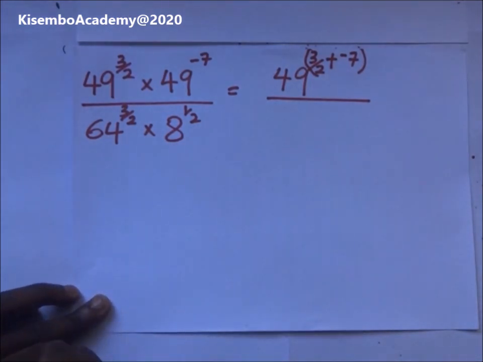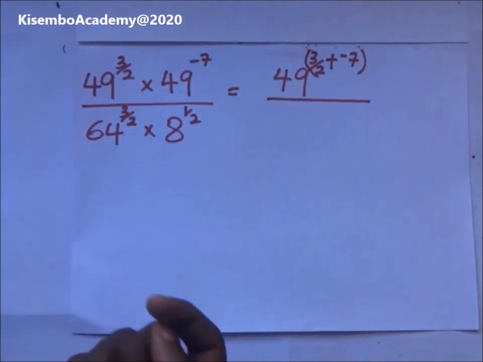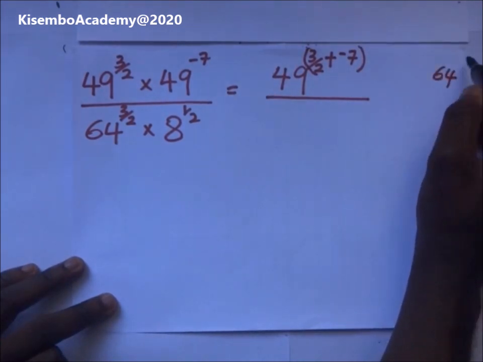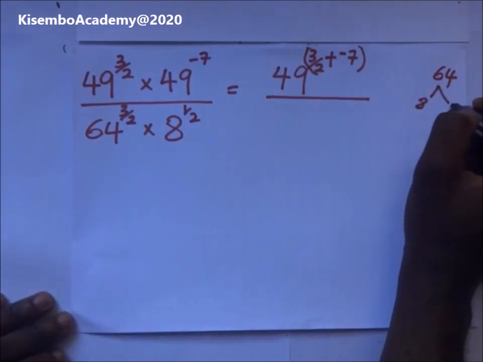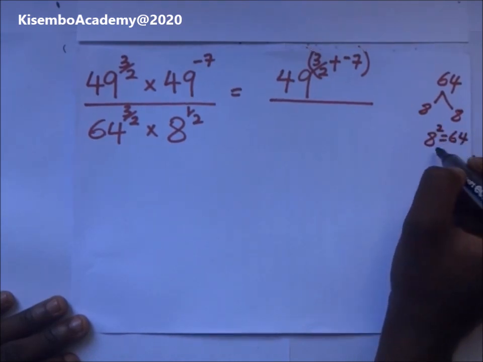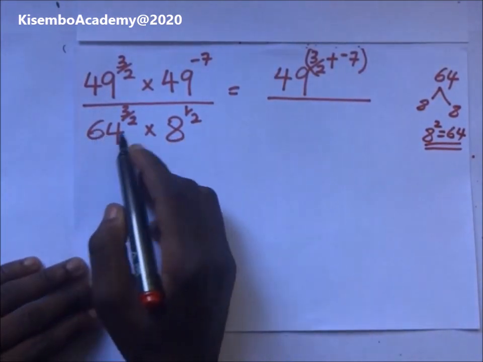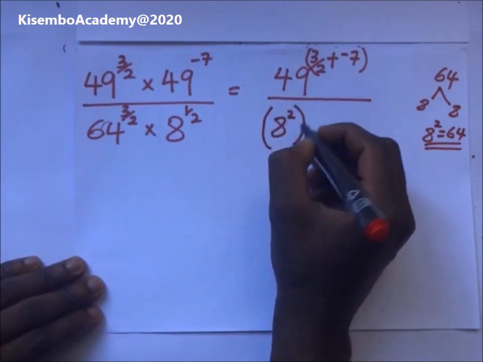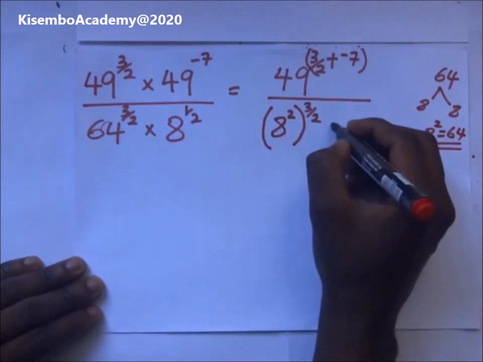Now the bases here are different. How can we attempt to make these two bases the same? If you look at 64, if you factorize 64, I'll do some side work here. If you divide 64 by 8, you get 8. It means that 8 times 8 is 64. 8 squared is the same as 64. So to make these bases look the same, 64 is 8 squared. So this is 8 squared to the power 3 over 2 times 8 to the power half.